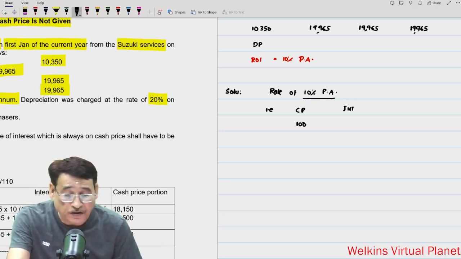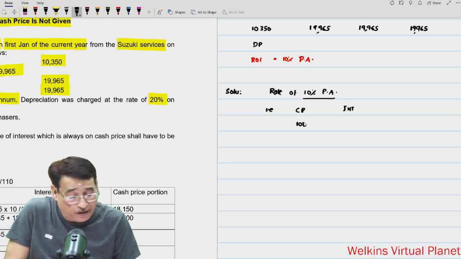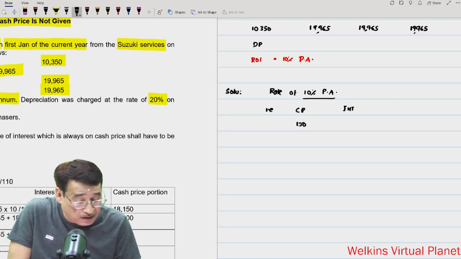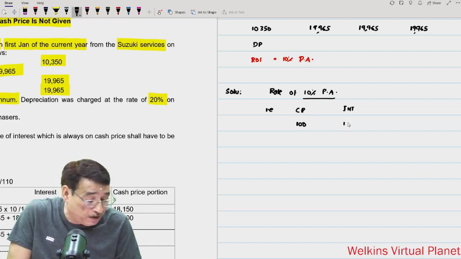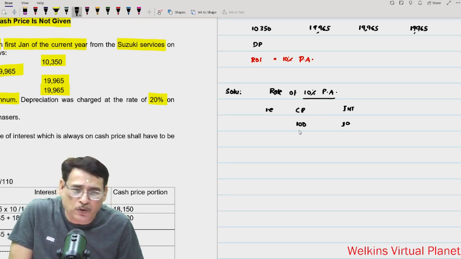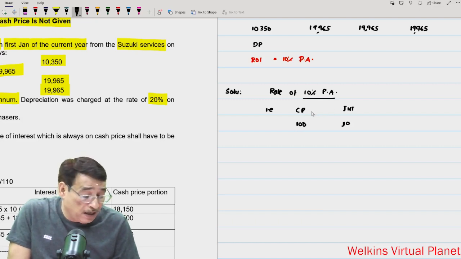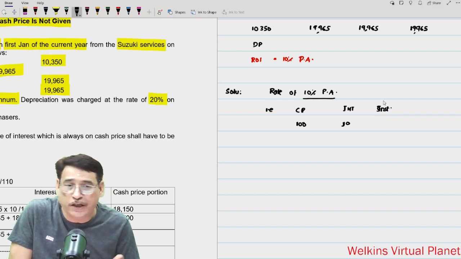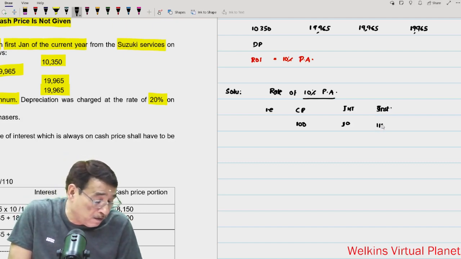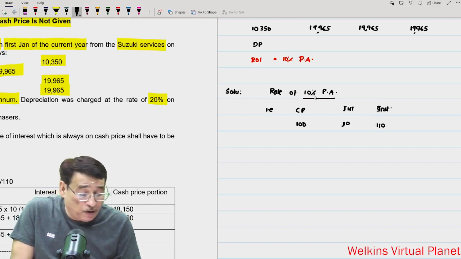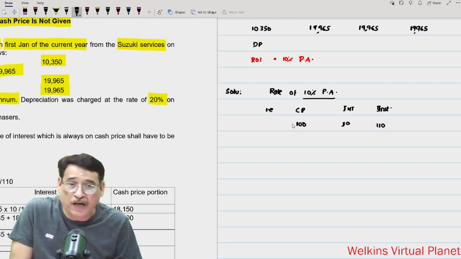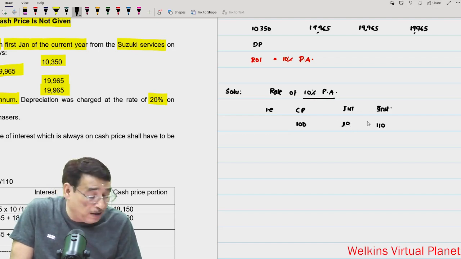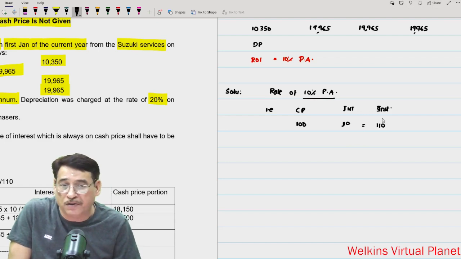Rate of interest, whenever it is given, it always means the rate of interest is on cash price. Is it clear to you or not? Yes, sir. If it is known to you, then the next point is that rate of interest is always on cash price. It means if cash price is 100, our rate of interest is 10. And so many times I have told you that cash price plus interest combinedly frames the gross installment or simply installment, because word installment always means gross installment. That is 110, correct? Rate of interest 10% per annum means your cash price is 100 and interest is 10. Automatically, it means your hire purchase installment is 110.